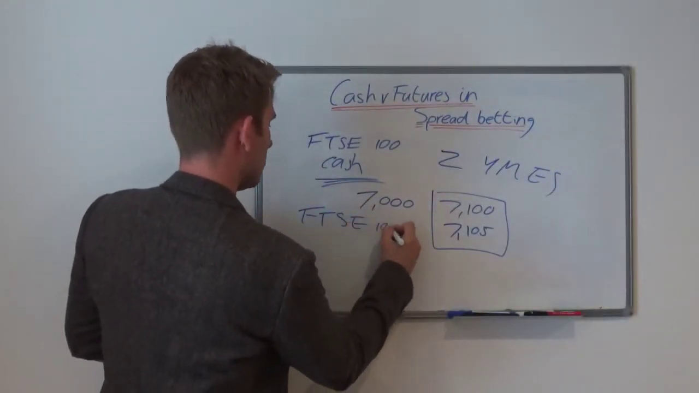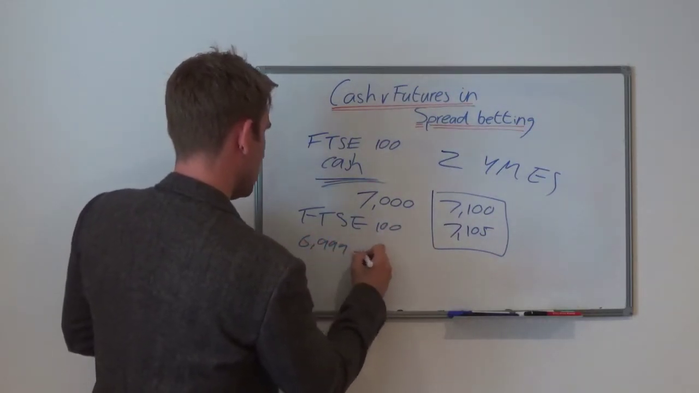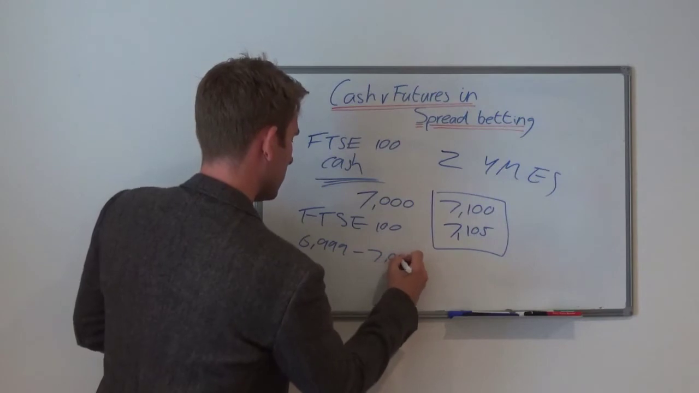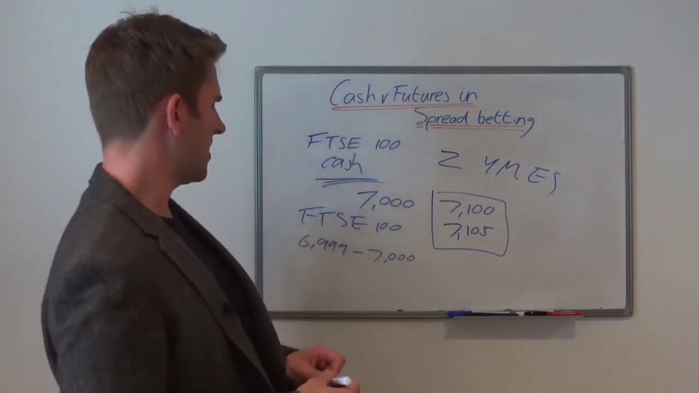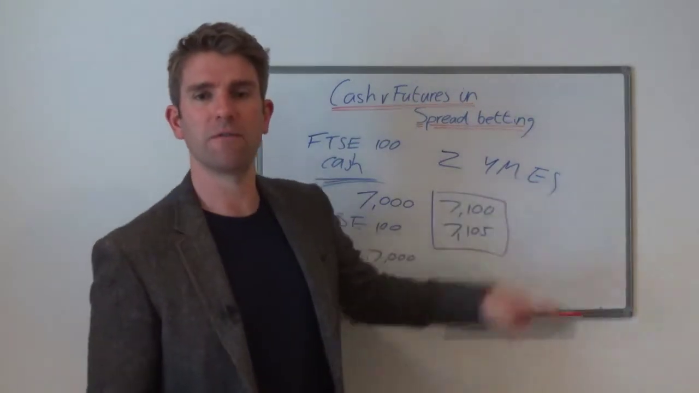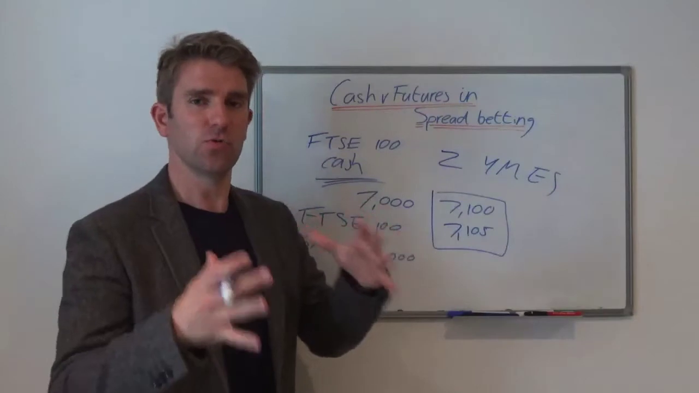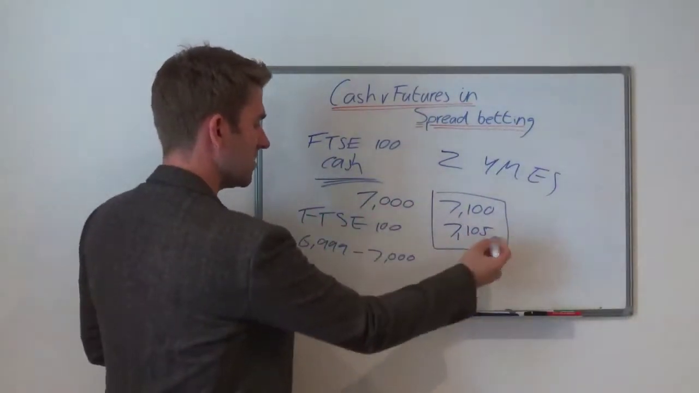For the FTSE 100, it says 6,999 to 7,000, for example, right? So you say, okay, that's the current cash price. Then if the futures price moves up by 5 ticks, they will synthetically create an artificial cash price. So they'll say, okay, that's moved up by 5 ticks.